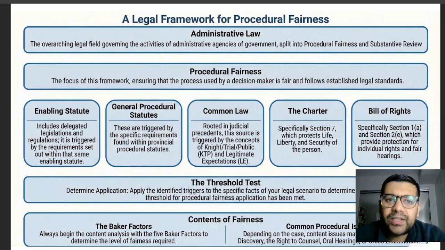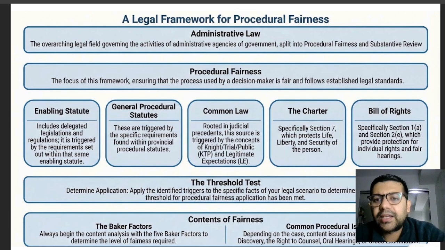Similarly, the second one is essentially the same. It's the statutes, but general procedural statutes. These are like the provincial legislative statutes, and also procedural steps that a department should be taking in order to come to a decision. So that's again going to be there in the question itself. It won't be something that you have to remember.